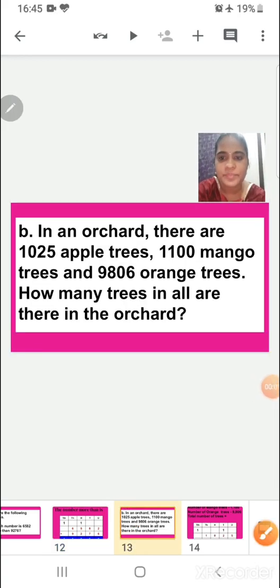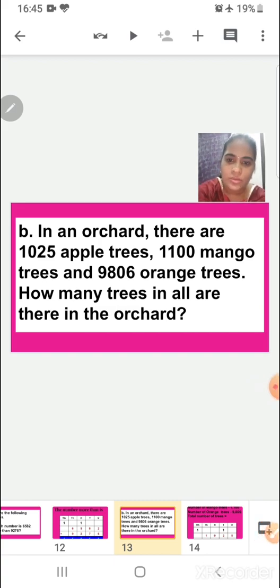B question. In an orchard, there are 1,025 apple trees, 1,100 mango trees and 9,806 orange trees. How many trees in all are there in the orchard? Now, just imagine a beautiful orchard where we have apple trees, mango trees and orange trees, right? So, we have to find out in all how many trees are there.